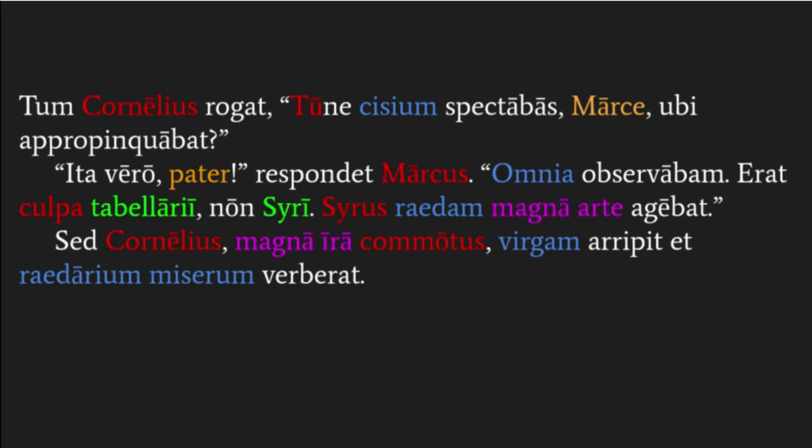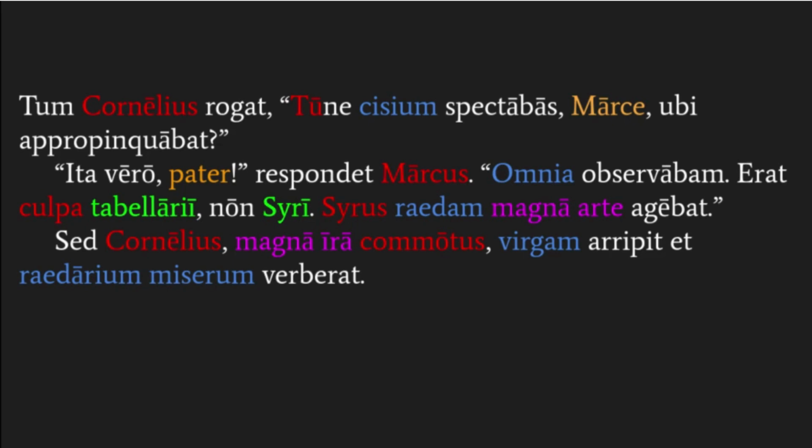"Erat culpa tabellarii non Syri." So erat, it was, right? The culpa, the blame, and here we have genitives, of the courier, tabellarii, of the messenger, not of Cyrus. So he's saying it wasn't Cyrus's fault, right? It wasn't the blame, the fault of Cyrus. It was the fault of the courier, right, is what he's saying. So yeah, he's like, Cyrus didn't do anything wrong.